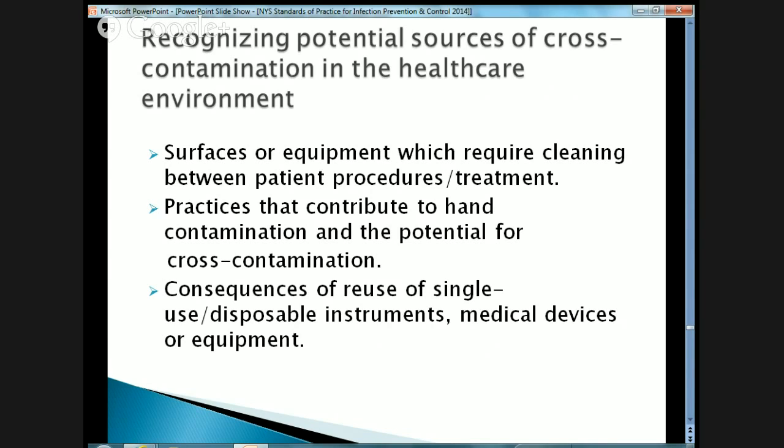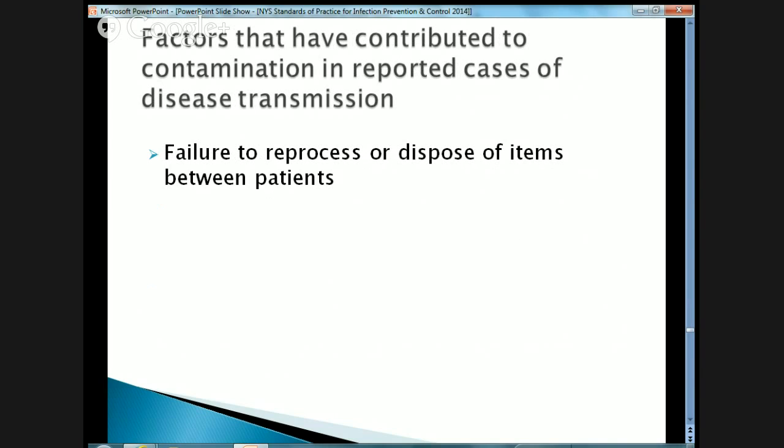And we talked about the reuse of single-use items. That is not allowed. If it's a single-use item, you cannot reuse it, because if you reuse it, guess who's going to come down to you? The FDA, because then you're considered a manufacturer and you're reusing the item. And you really don't want the FDA in your office or in the hospital. You don't want them, believe me.